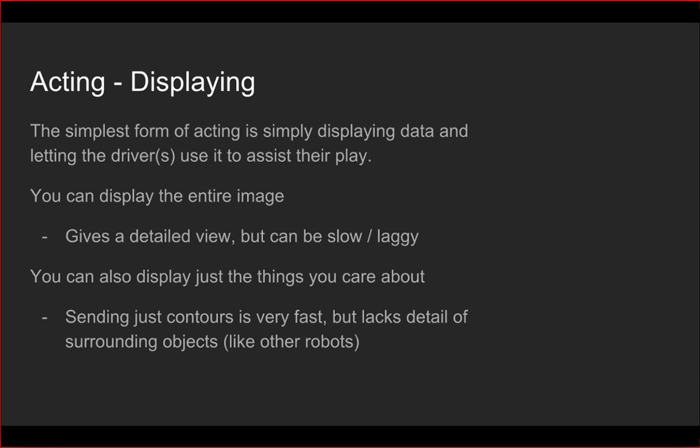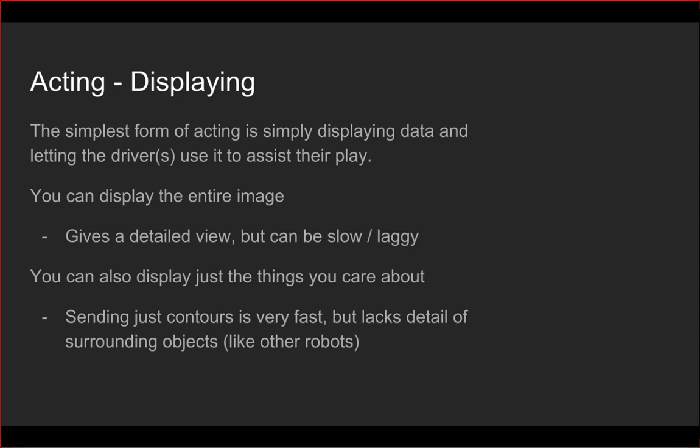The simplest form of this is just displaying the data and letting the drivers use it to assist how they play the match. You can either display the entire image, which will be exactly what your camera sees in all colors and stuff like that. It gives a nice detailed view, but it can also be slow and laggy because you're limited by the network connection between your processor or your camera and your driver station. So you're relying on that Wi-Fi getting through the field network and then onto your driver station, which then has to render that image, and it can be very, very slow.